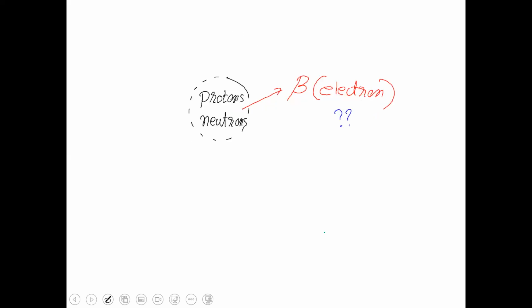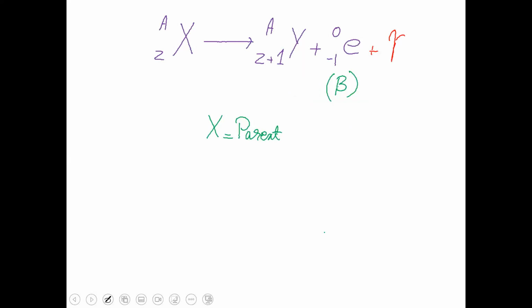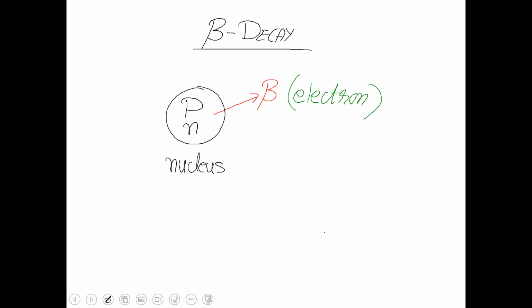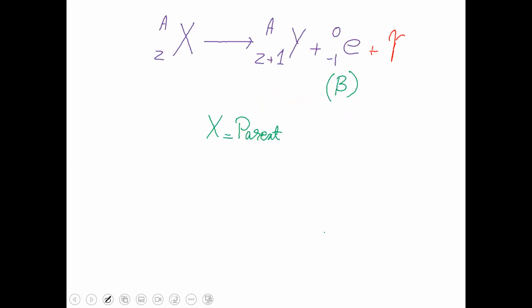Now, alpha particles are helium nuclei. Beta particles are electrons. When beta particles are emitted, the mass number does not change, but the atomic number increases by 1.